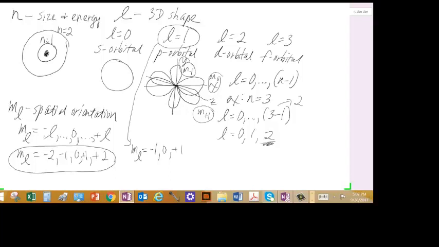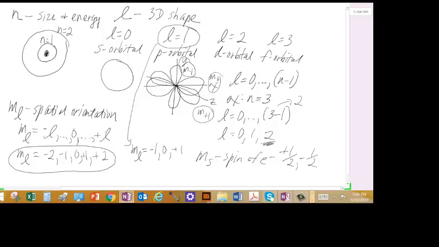And finally, the last quantum number is denoted with an M sub s and is called the spin quantum number. So this describes the spin of an electron. In any given orbital or suborbital, so an s orbital or a p suborbital, for example, it is only possible for this M sub s quantum number to have 2 possible values. It can either be +1/2, which is called spin up, or -1/2, which is called spin down.